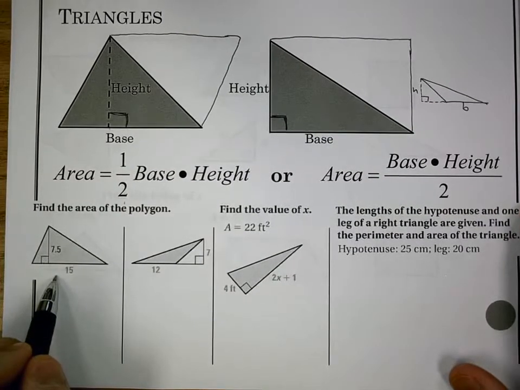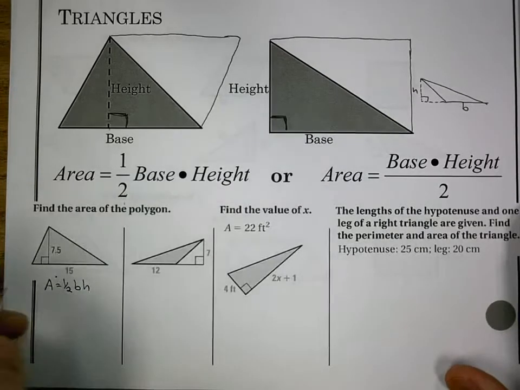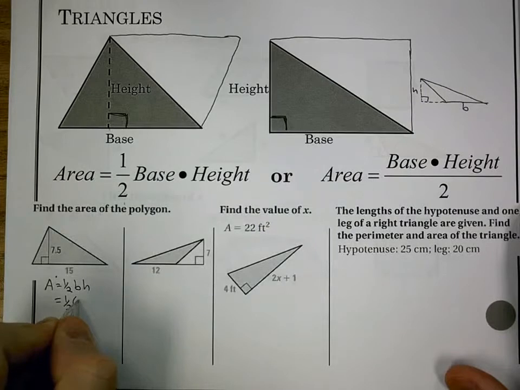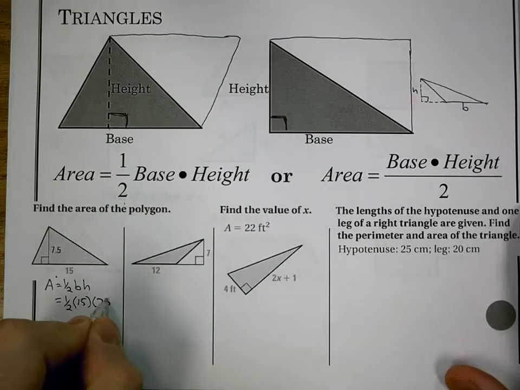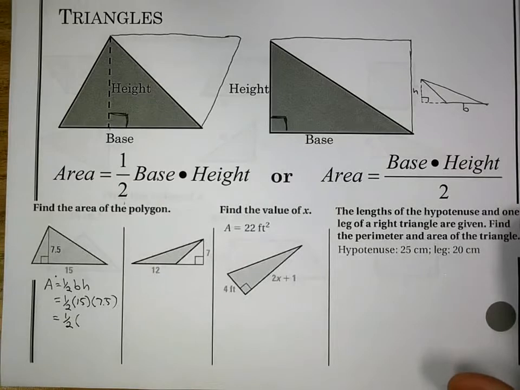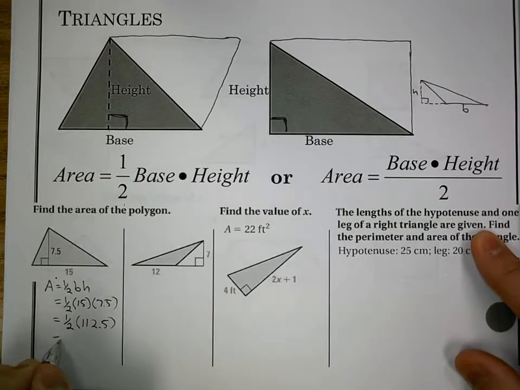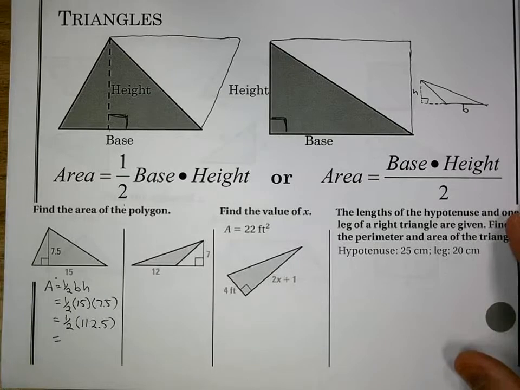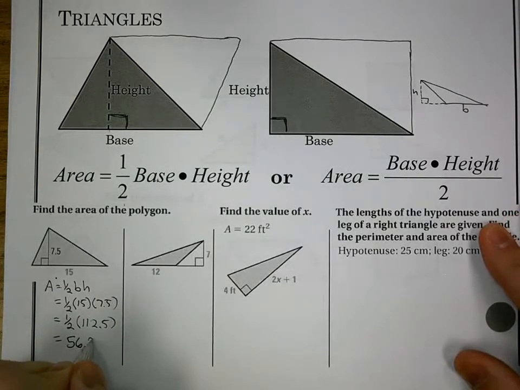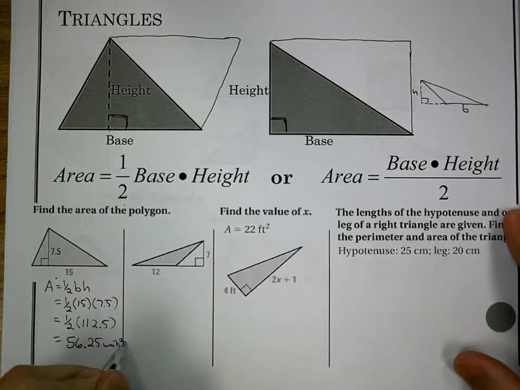First one, I have 7.5 as my height, 15 as my base. So 1/2 base times height. I get 1/2 times 15 times 7.5. 7.5 times 15 is, make sure I get the right value here, 112.5, and we just need to take half of that. Well, half of 112 is 56. Half of 0.5 is 0.25, so I get 56.25 units squared.